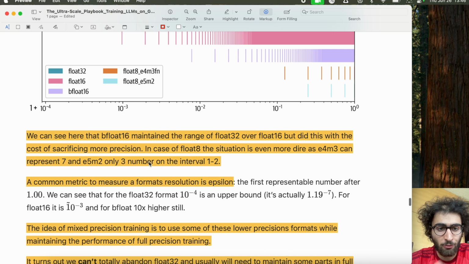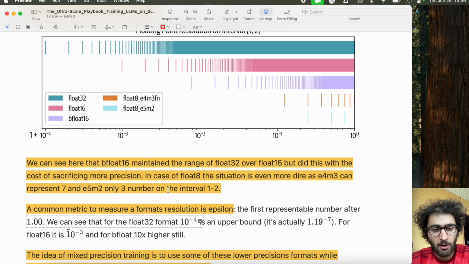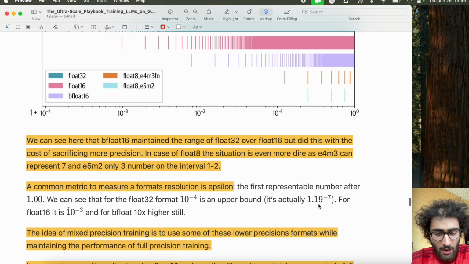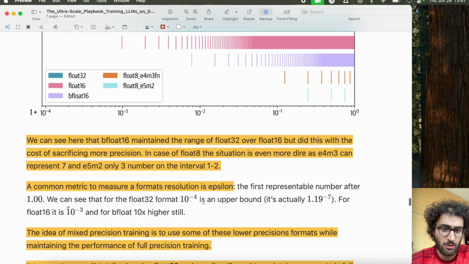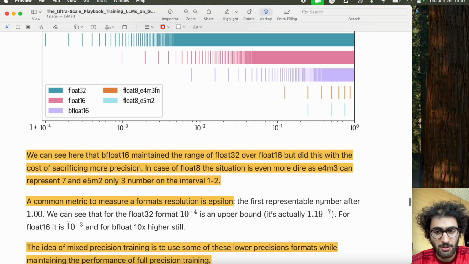A common metric, therefore, to measure format resolution is epsilon, which is the first representable number after 1, which is to say the line closest to the left. For float32, the epsilon is 10 to the negative 4, which is to say the closest number that can be represented is 10 to the negative 4. Apparently it's actually 1.19 times 10 to the negative 7, but I assume this is just because of the rounding that they did. If somebody knows specifically why they have this discrepancy, let me know.